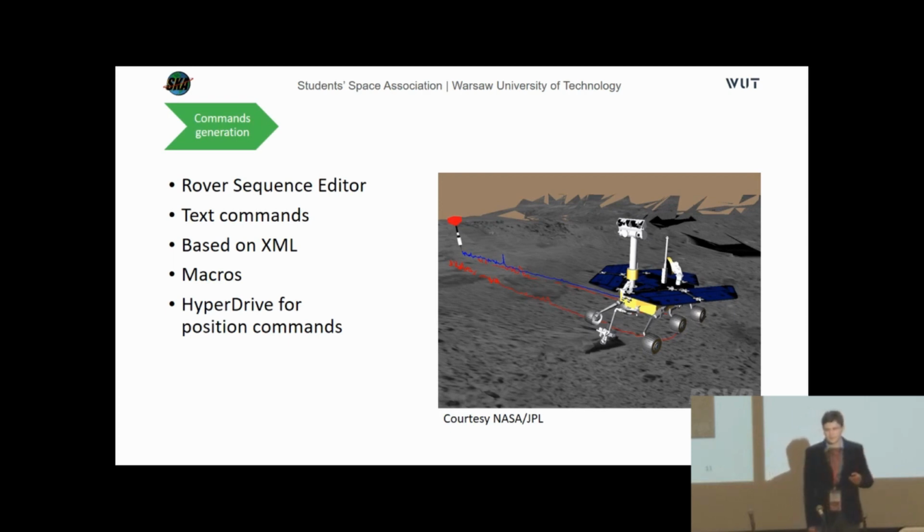The other way of generating commands is using this HyperDrive tool, which is used for visualization. The operator can select some points in that terrain, and the rover will approach them. It can also be used to operate the robotic arm, like selecting some points in space, and this software computes the positions relative to the rover, and the rover will set the segments of the manipulator accordingly.